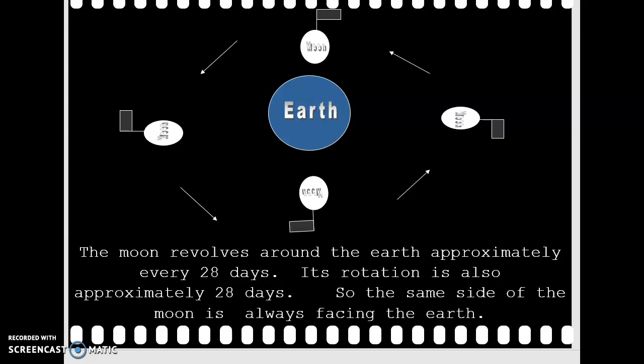So the same side of the moon is always facing the Earth because the moon year and the moon day are exactly the same length of time. And you'll also see this visually represented on this slide with the flags. The flag represents the far side of the moon. Even as the moon revolves and rotates, the far side is always unseen by Earth.